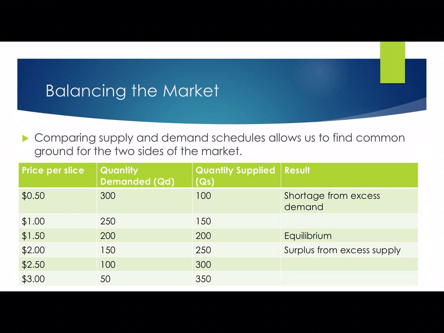If we look at a supply and demand schedule, as you can see here, we have the different prices, the quantities demanded, and quantities supplied. The point where they intersect, or have the same quantity demanded and quantity supplied, is 200, and that's at the price of $1.50. So that's the equilibrium. When we have a higher quantity demanded than quantity supplied, we have a shortage from the excess demand. When we have a higher quantity supplied than quantity demanded, we have a surplus because we have an excess supply.